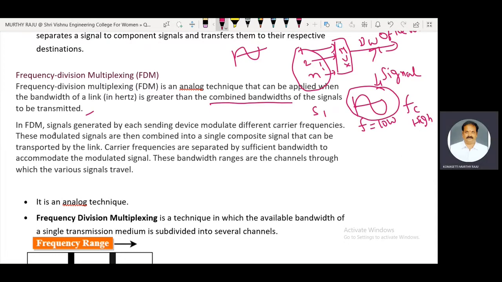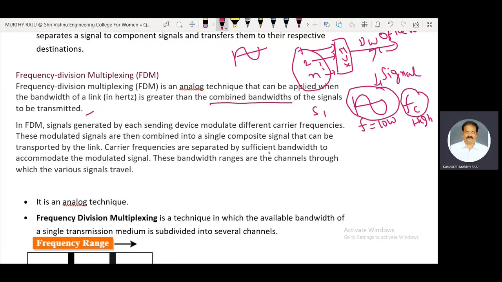In frequency division multiplexing, signals generated by each sending device modulate different carrier frequencies. This is the carrier frequency, a high frequency wave, which is combined with the low frequency wave. A modulation takes place, and after that the information is sent from one point to another. These modulated signals are then combined into a single composite signal that can be transported by the link.